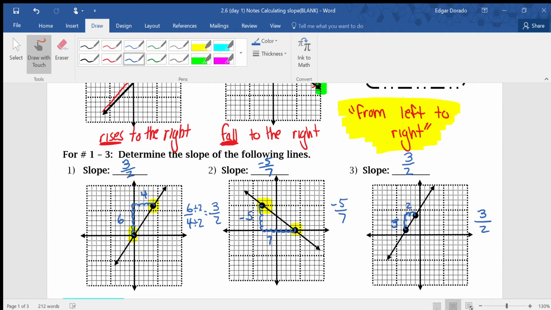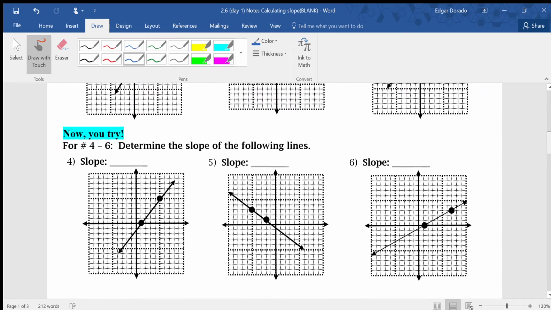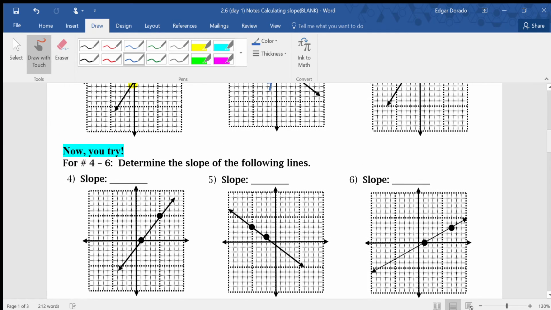All the other two, 1 and 3, have a positive slope because as they come from left to right, they are rising to the right. Okay? So what I want you to do now is try a few on your own. So go ahead and do 4 through 6 for me. Go ahead and pause the video and we'll come back and double check those.